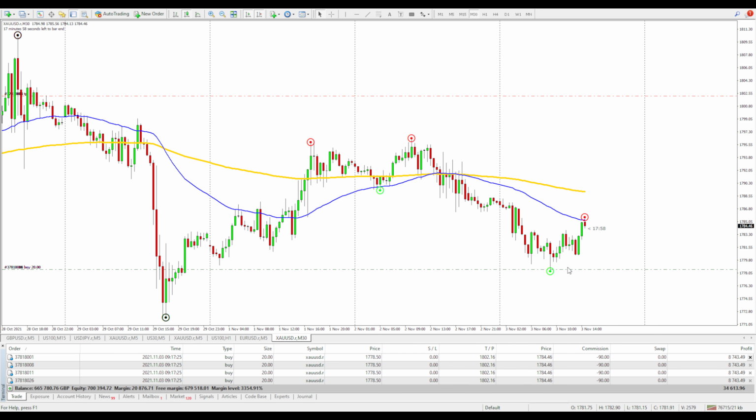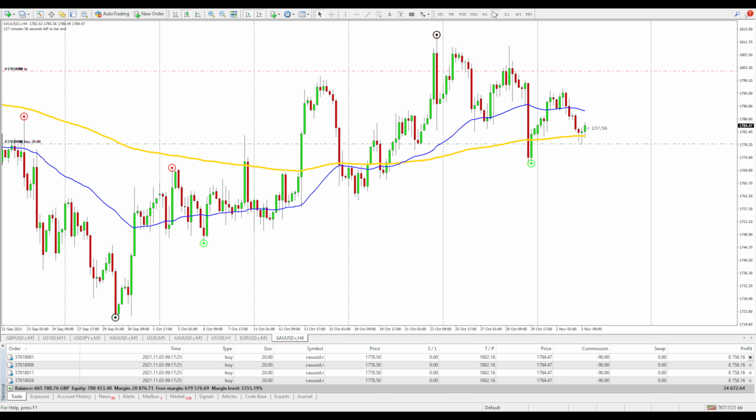So it's looking good so far. Hopefully it does come into my favor, but we'll just wait and see what happens. And that's pretty much it on this particular trade setup that I've taken.